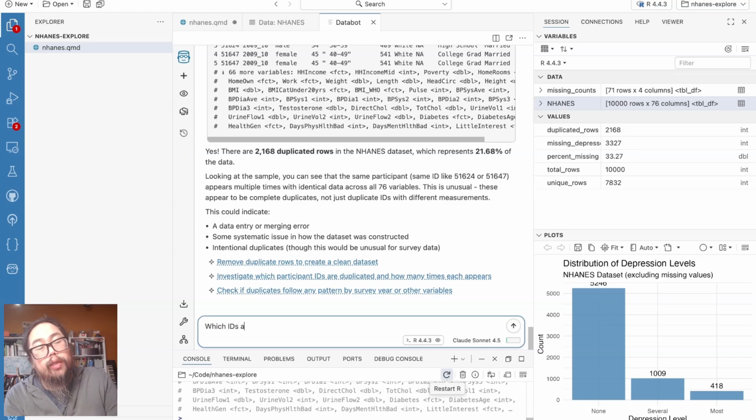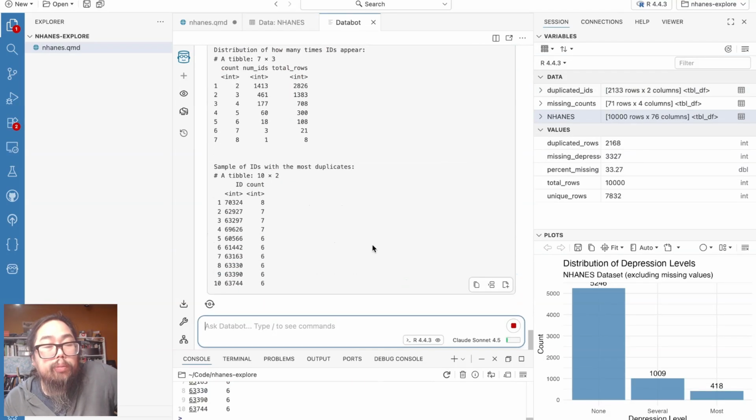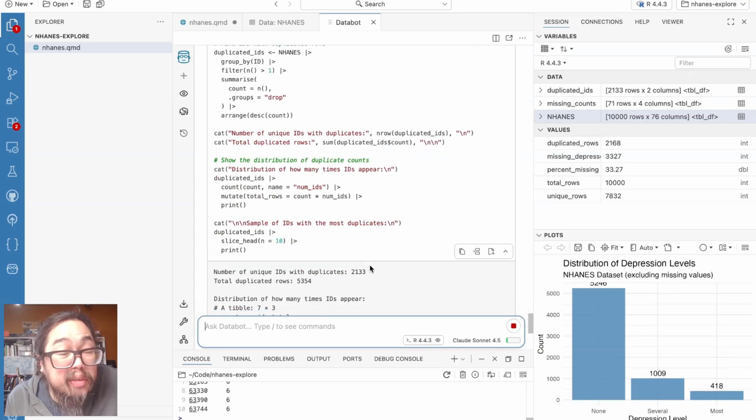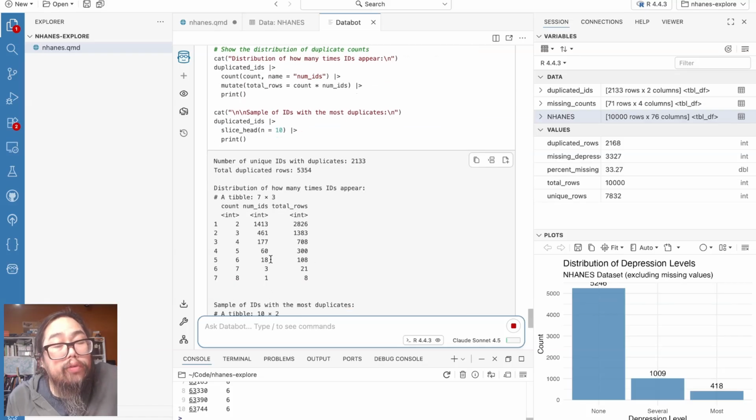Which IDs have duplicated rows? Just curious, when you have this kind of duplication, it's really important to understand. This is interesting. You can see that this is a count with duplicate rows. There is one person in the data set that has 8 different rows. So that's something to be concerned about.